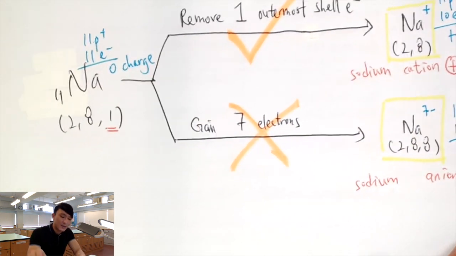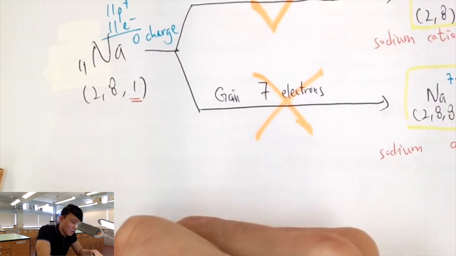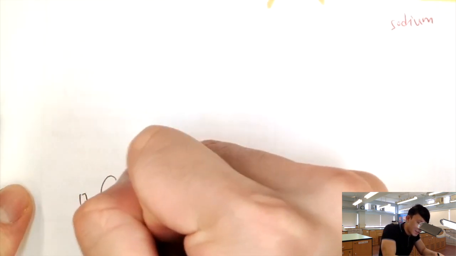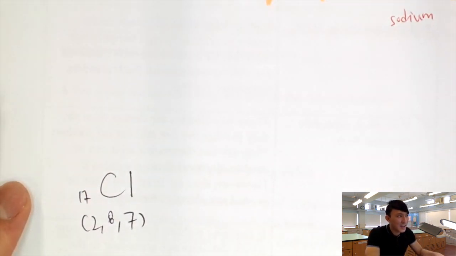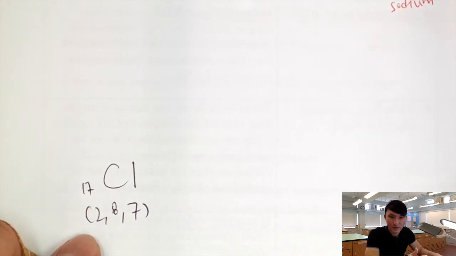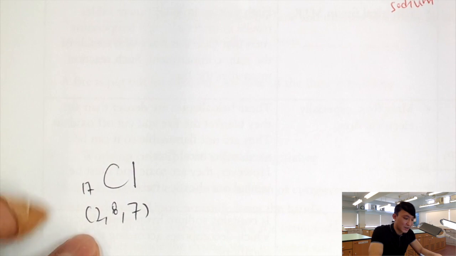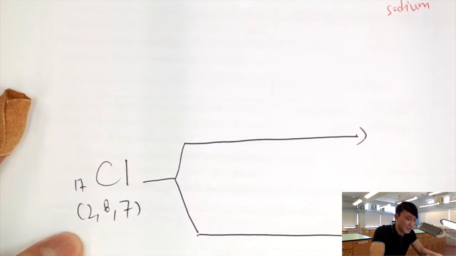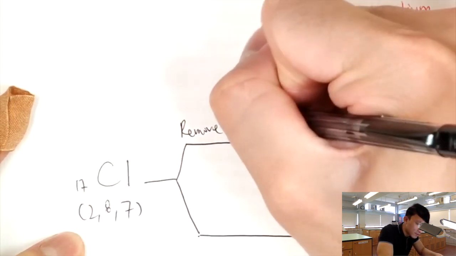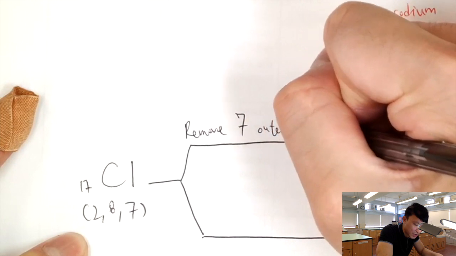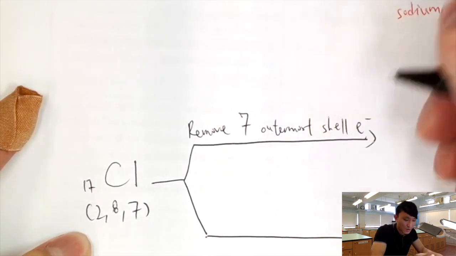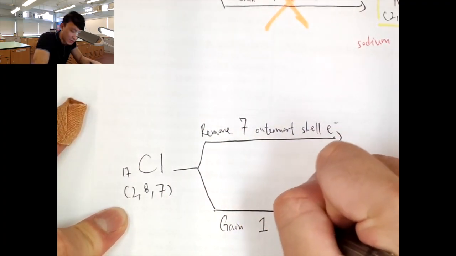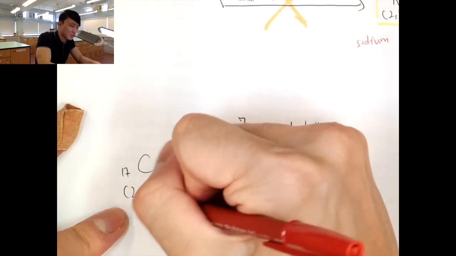Okay? Now let's look at another example. We have chlorine. Okay, so chlorine atom. So this is number 17, 2,8,7. Okay, again, chlorine is unstable because it doesn't have the octet structure or the doublet structure. So again, you get to choose 2 ways to become stable. You can either remove 7 outermost shell electrons, which is quite difficult, or it can simply gain 1 electron. Okay, so I think now you get the gist of it.